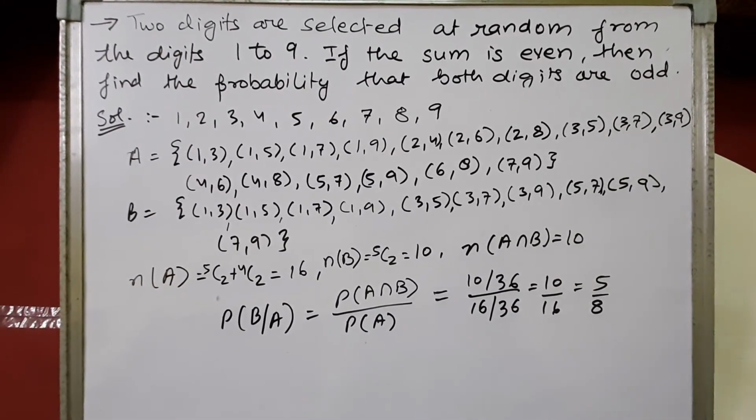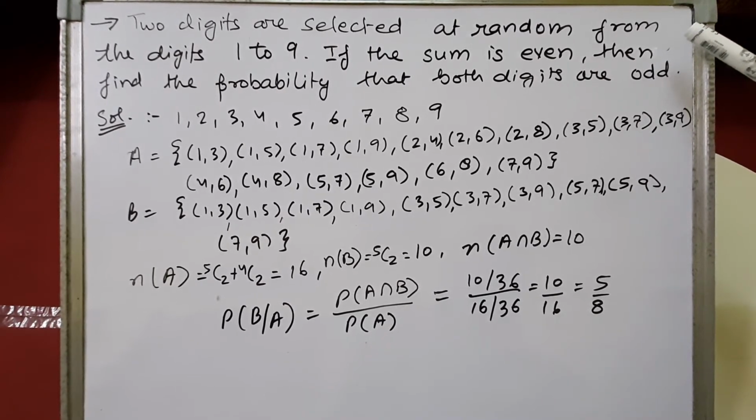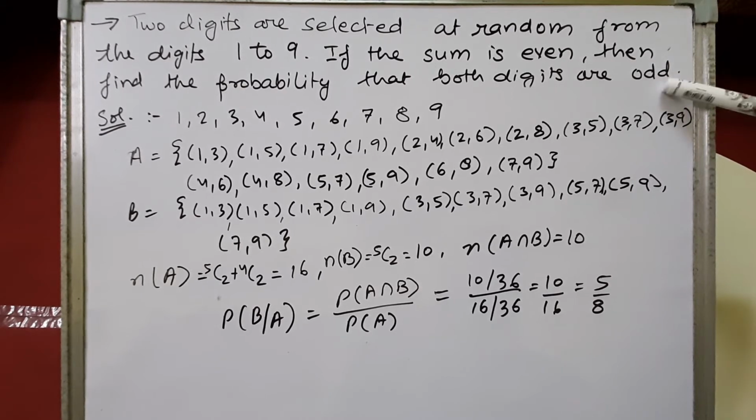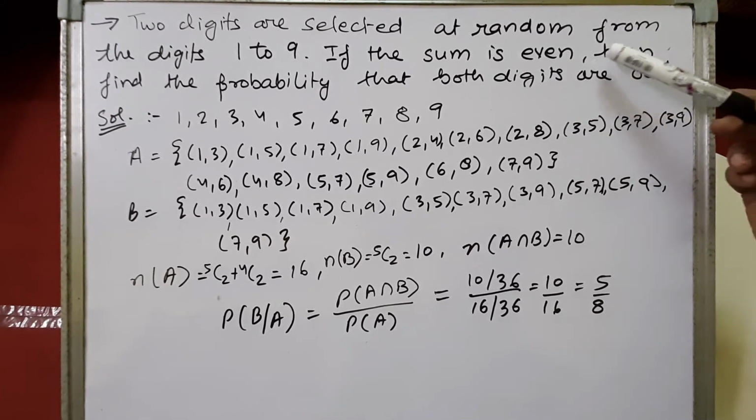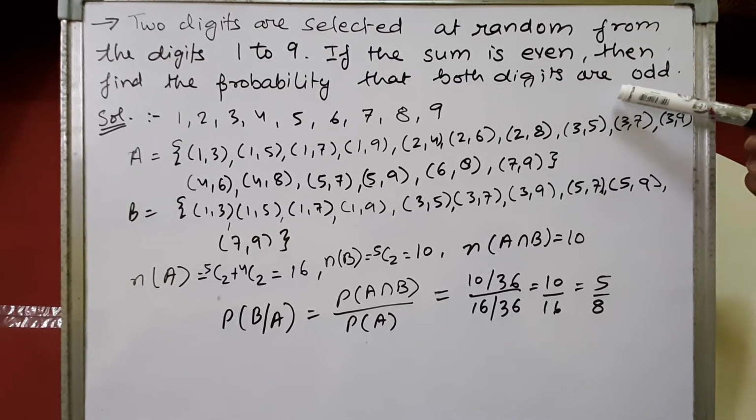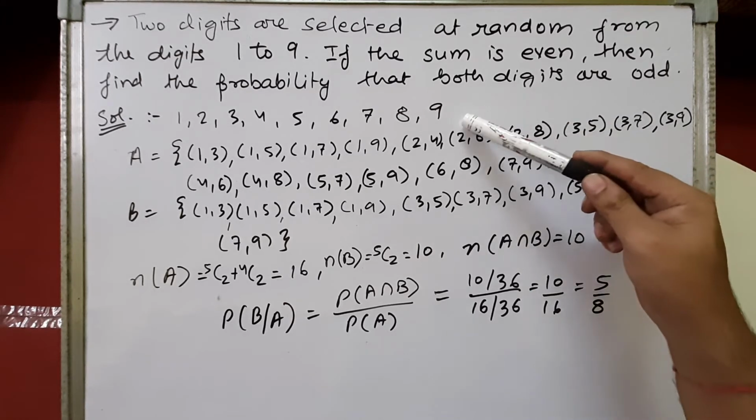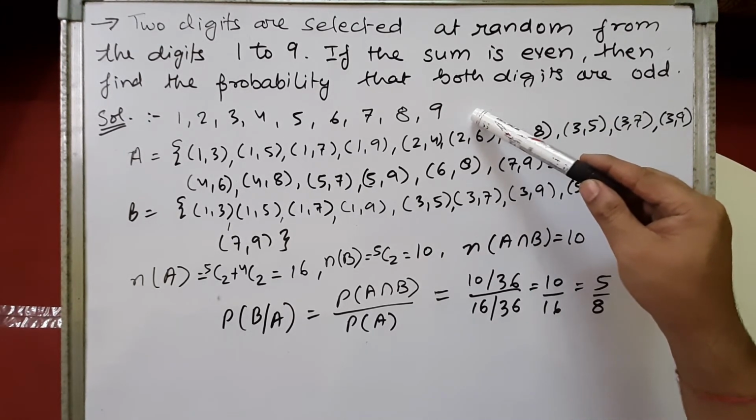Now here it is given that 2 digits are selected at random from the digits 1 to 9. If the sum is even, then find the probability that both the digits are odd. That means the event B, if we consider that both the digits are odd, then the event A will be getting a sum even. Okay, so we have to calculate the probability of B over A. Now let's see how many digits we have. 1, 2, 3, 4, 5, 6, 7, 8, 9.